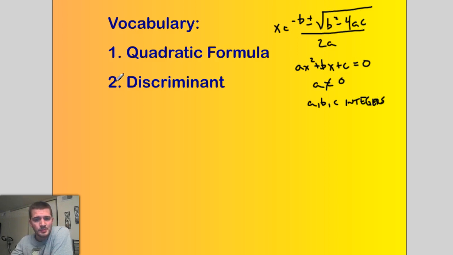And then the discriminant is actually just this part you see right here. It's not even the square root. It's actually just b squared minus 4ac. We'll talk about that a little more in depth later. So let's go ahead and get into some quadratic formula examples.